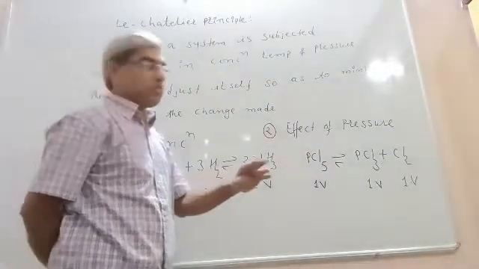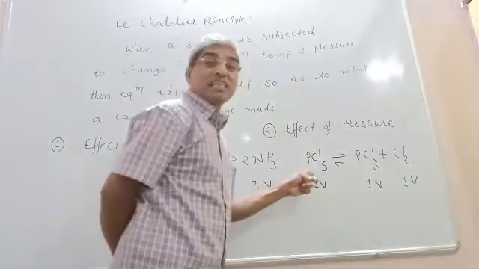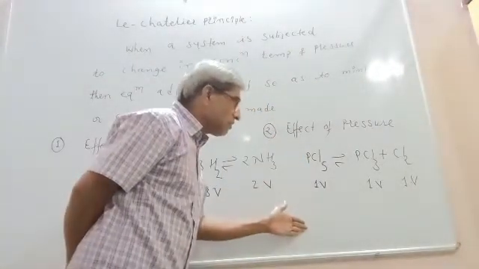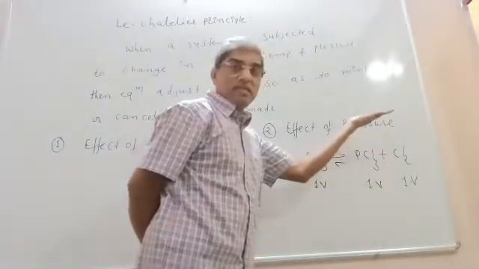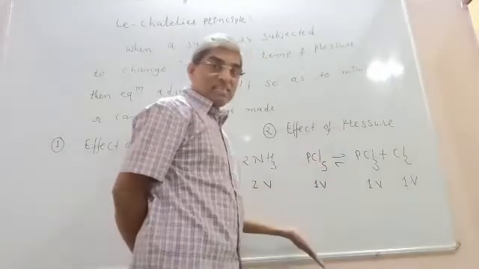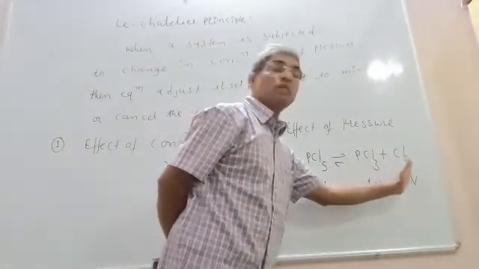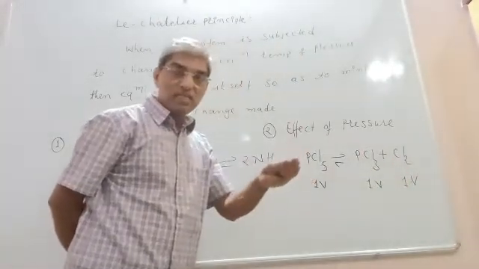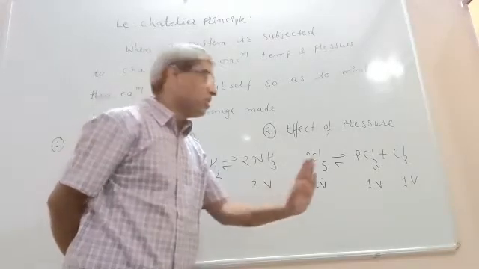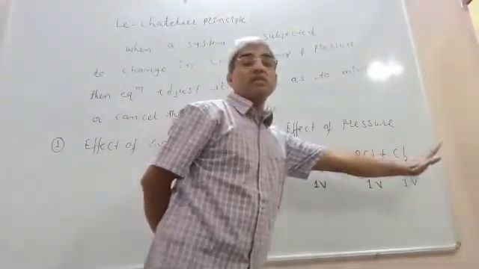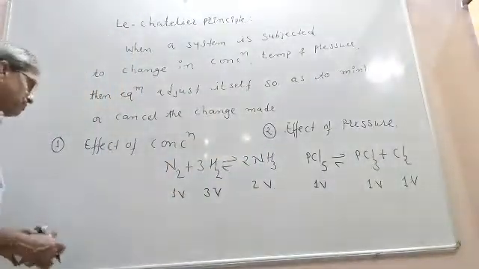In reverse language, if the pressure of this reaction decreases, that decrease in pressure will shift the equilibrium toward that direction where volume increases. Means that the decrease in pressure will shift the equilibrium towards PCl3 and Cl2, that is the product side. Means the decrease in pressure, the change in pressure, is nullified, minimized, cancelled. For what purpose? To shift the equilibrium towards the product side. In this way, the effect of pressure.